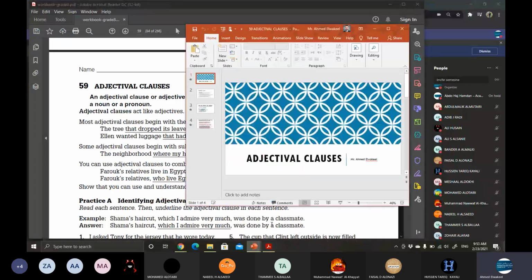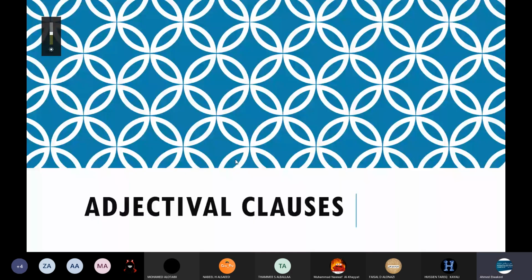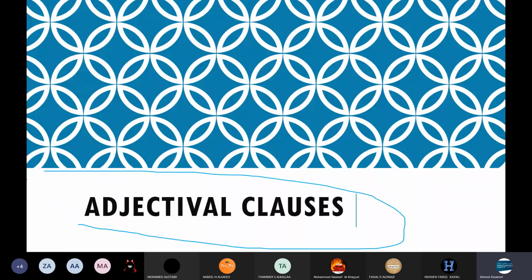So guys, those who are with us, please open your book page 59 about the adjectival clauses. In order to speak about the adjectival clauses, we need first to ask ourselves this question. What is the meaning of an adjectival clause? Can anyone answer this? What is it, and how can we know it in the sentence? Any opinion?